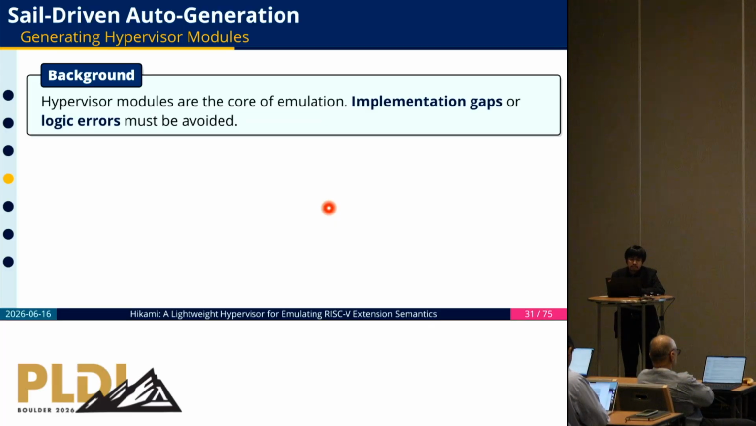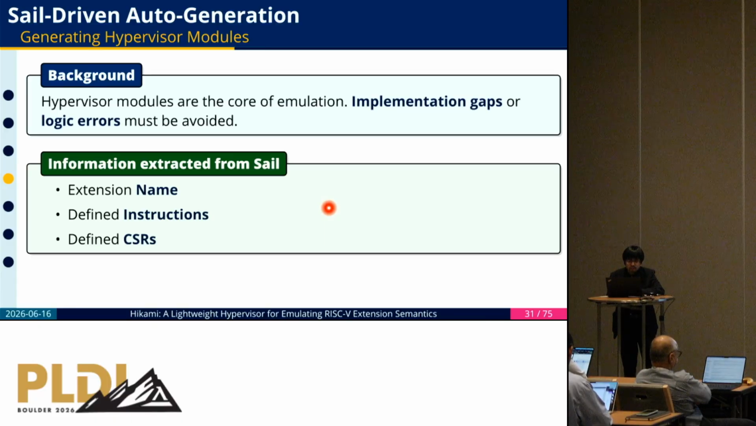First, we generate the hypervisor module templates. The hypervisor modules are the core of our emulation system, so it is critical to avoid implementation gaps or logic errors. To achieve this, our framework automatically extracts the extension name, all defined instructions, and all new CSRs directly from the SAIL source. This ensures that no part of the extension is overlooked during the implementation.